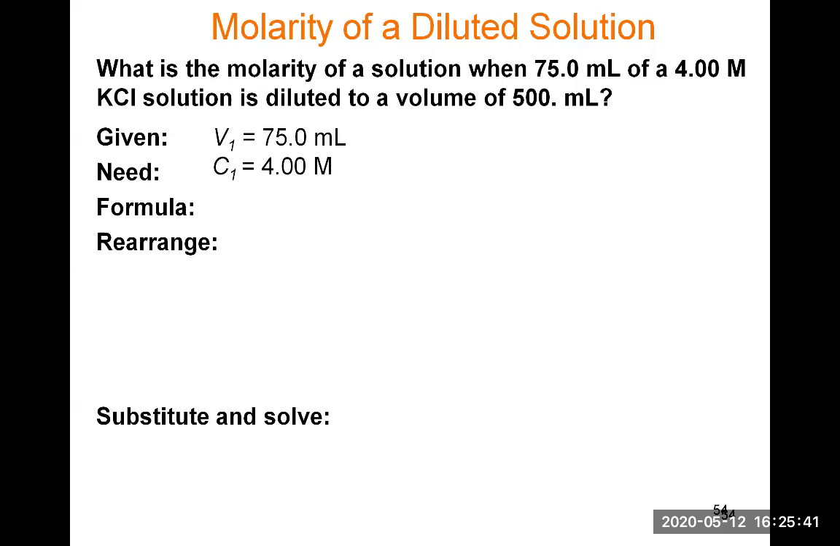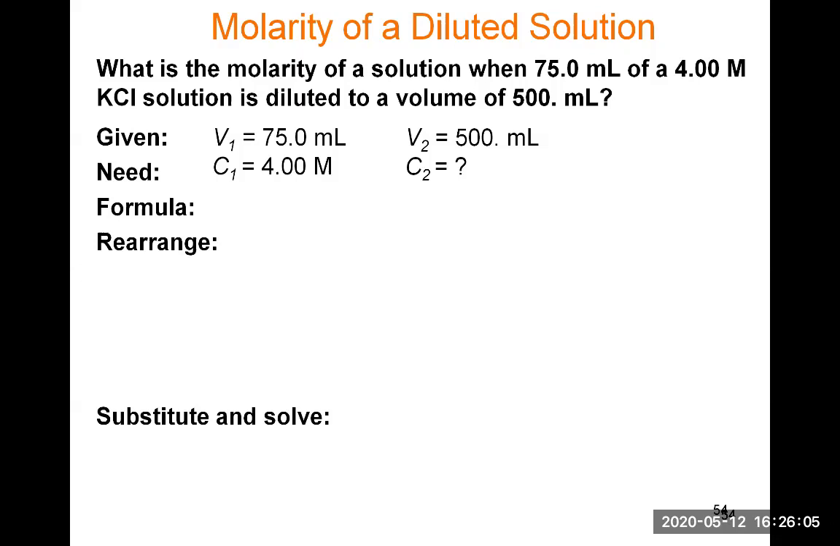And so when it's diluted to a volume of 500 milliliters, so 500 milliliters will be your second volume, your diluted volume. And what is the molarity? The question is asking, and that means you're looking for the concentration of the diluted solution, so C2.